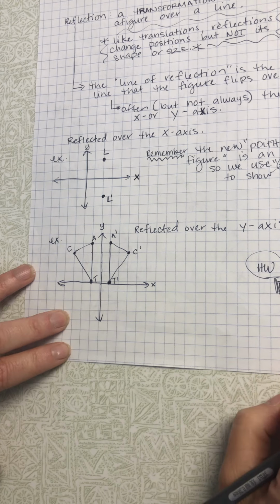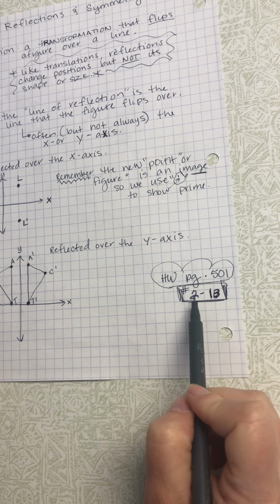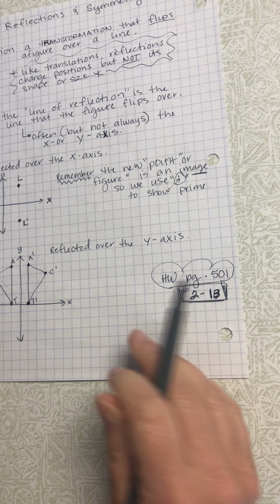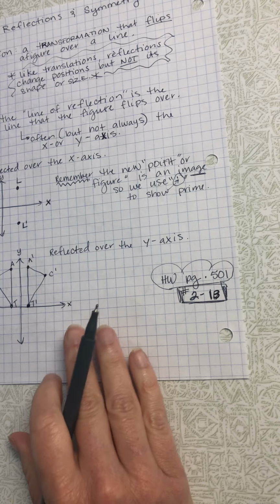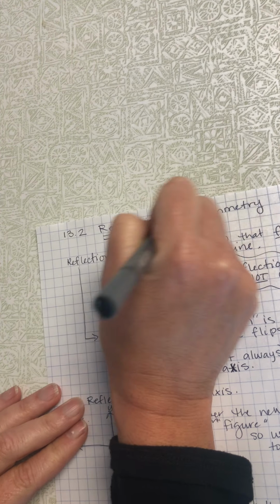For homework tonight, you're going to do 2 through 13 on page 501, 2 through 13. There's a second part of today which has to do with symmetry. So today we did reflections.